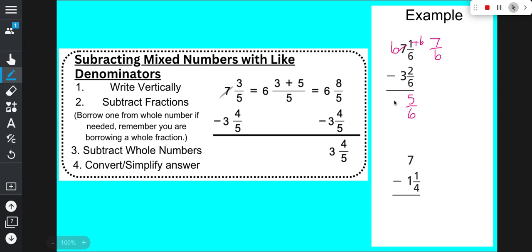6 minus 3 is 3. Now we're going to simplify our answers when we can. This answer is as simplified as we can get because 5 is a prime number.